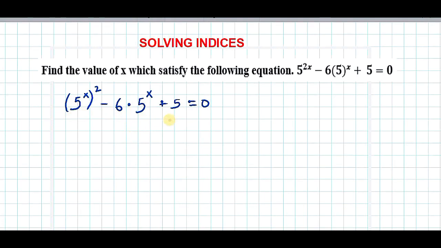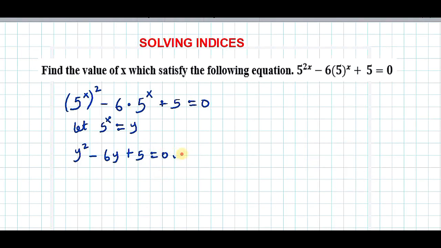Now this expression here enables us to apply substitution. So we are going to let 5 raised to x, you can see it common in these two terms here. 5 raised to x is here and it's also here. So we can let 5 raised to x be some unknown, so we can choose the letter y, so that the first part here, when you substitute, we will have y squared and then minus 6 times y, this is y, and then plus 5 is equal to 0.